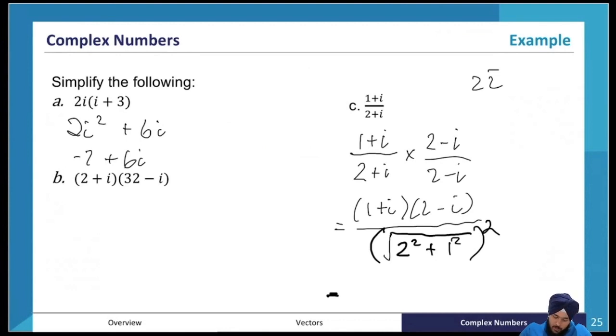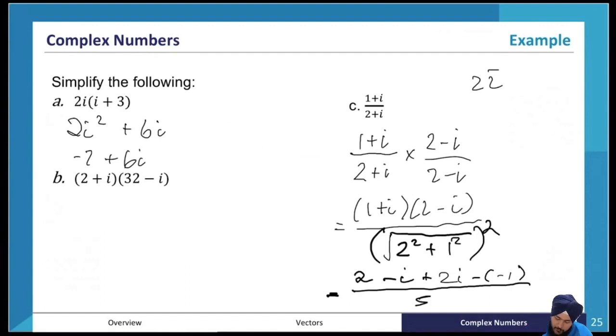So 1 times 2, which is 2. 1 times minus i, which is minus i. i times 2 is 2i. i times negative i is negative i squared. What is i squared? i squared is negative 1. So it's negative negative 1, over 2 squared plus 1 squared. So 4 plus 1 is 5.